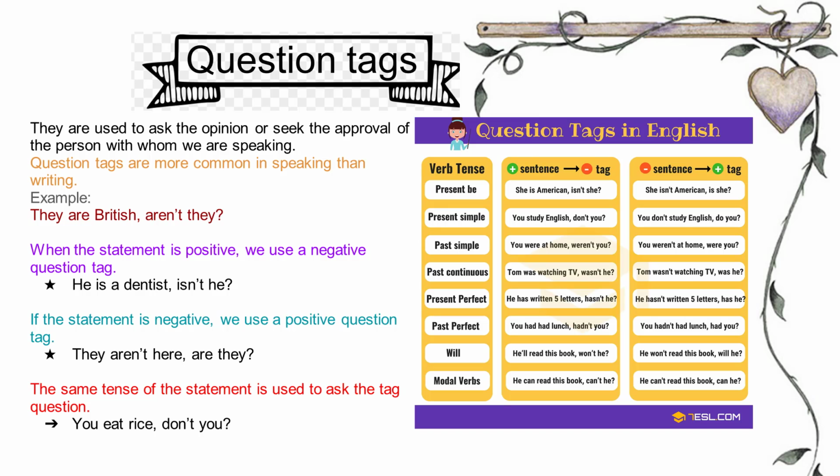When the statement is positive, we use a negative question tag. For example, he is a dentist, isn't he? But if the statement is negative, we use a positive question tag. For example, they aren't here, are they?